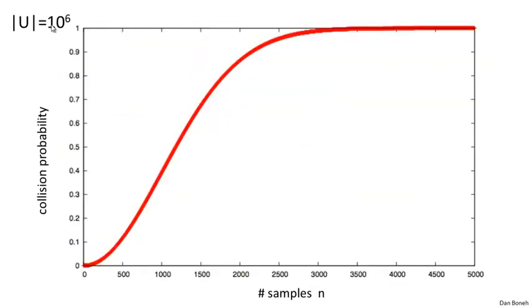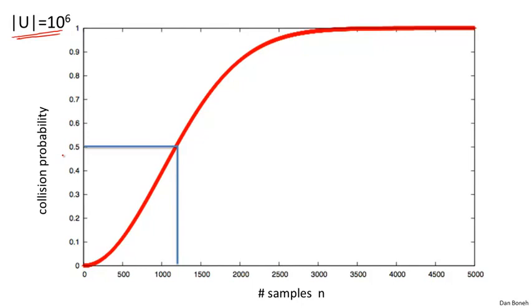The last thing I wanted to do is just show you the birthday paradox a bit more concretely. So suppose we have a universe of about 1 million samples. Then you can see that when we sample roughly 1,200 times, the probability that we sample the same element twice is roughly a half.